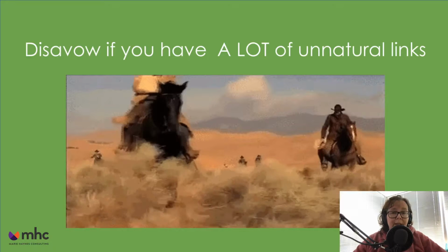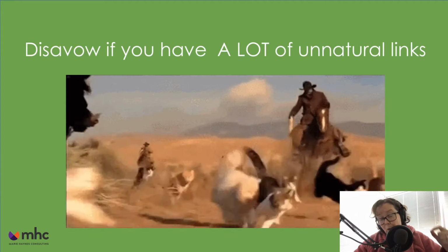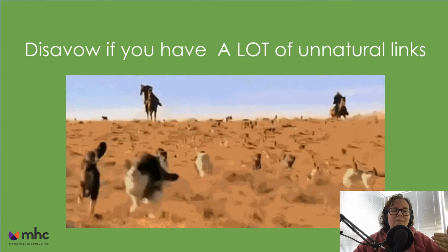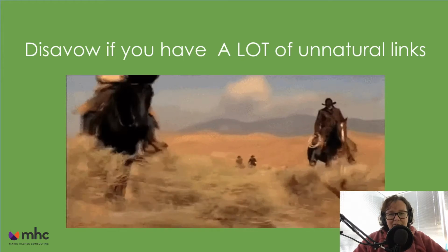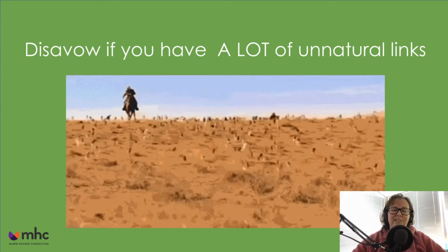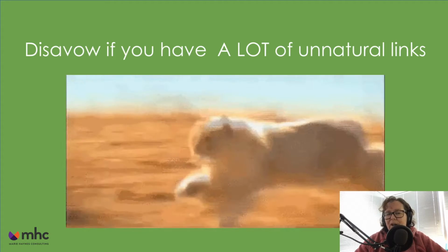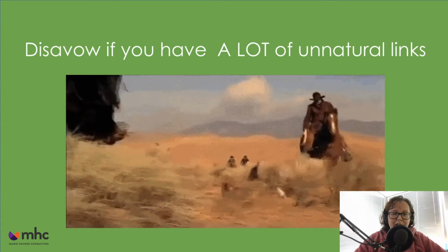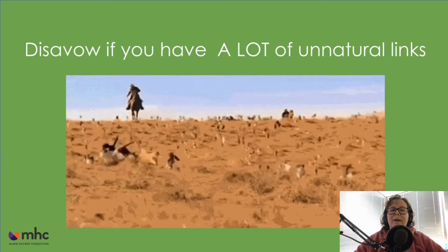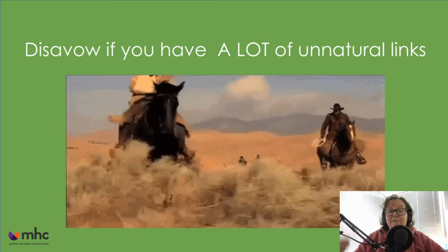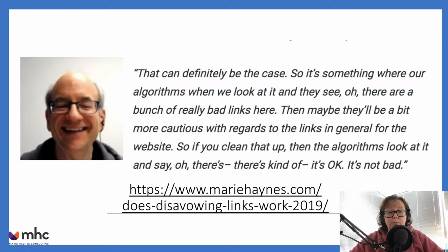Now, what if you don't have a manual action? One of the other reasons to use the disavow tool is if you have a large number of unnatural links. And I know a lot of you are saying, well, what are unnatural links? We'll talk about that in a minute. But Google has said a couple of times, well, you really only need to use it if you have a manual action. So what about these websites that have tons of unnatural links, but have not actually received a manual action from Google? This was something I asked John Mueller about a couple of years ago.